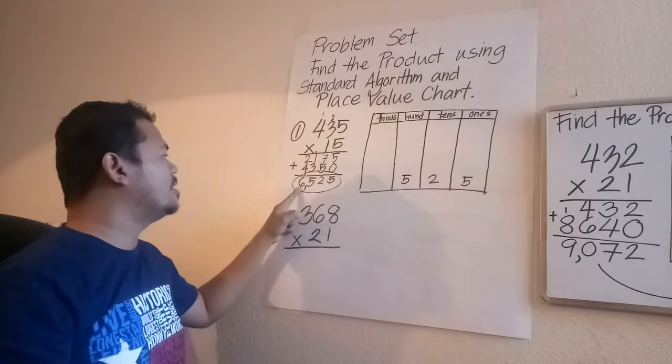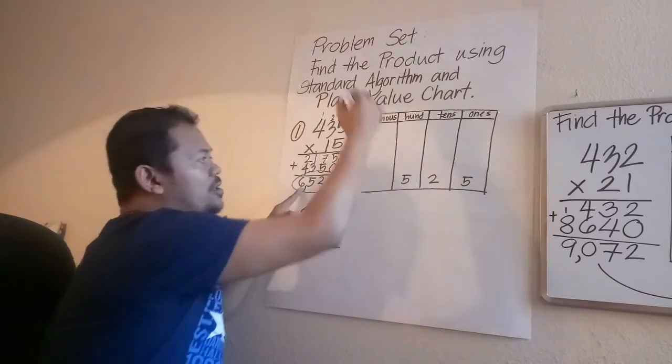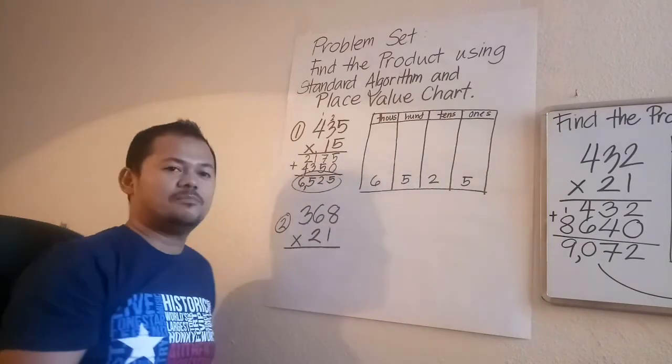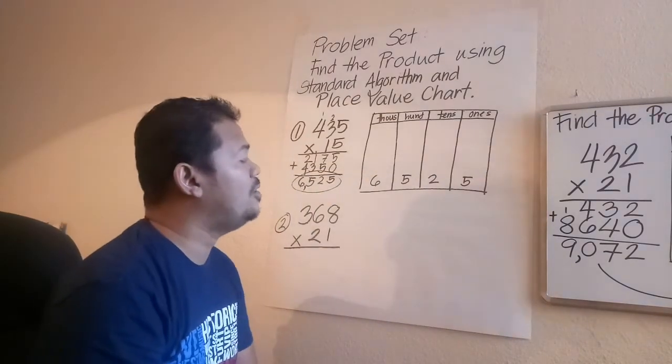And for your thousands, you got here 6. Ones, tens, hundreds, and thousands. So you're going to write here 6. Okay? Now you know how to answer it. So let's answer it all together.